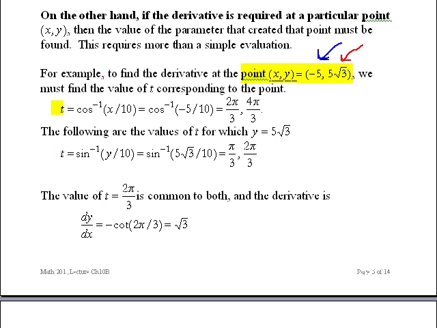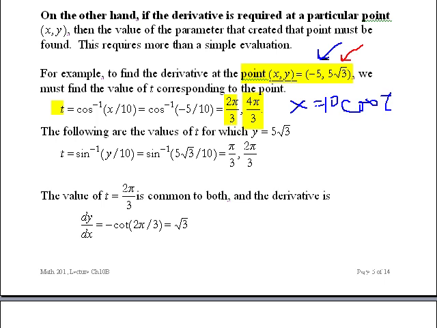In the case of x, we're trying to find t. Remember, x was 10 times the cosine of t. So I solve for t: t is the arc cosine of x over 10. That will give us 2 pi over 3 and 4 pi over 3. We're only going to go around the circle one time.